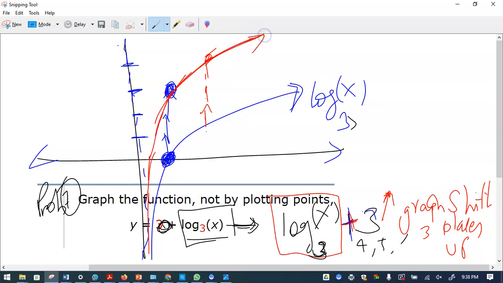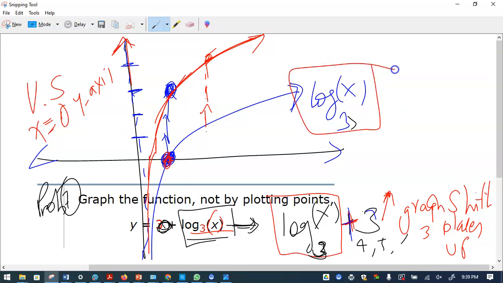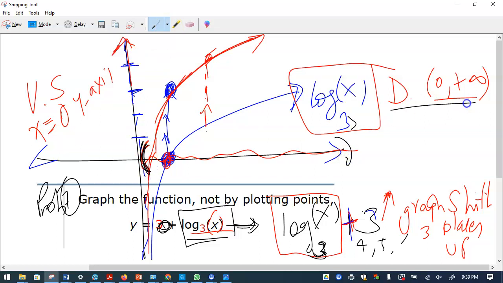That's all it is. The vertical asymptote will stay the same for this part because there is just an x. So the vertical asymptote will be x equals 0, which is the y-axis. The equation of the y-axis is x equals 0. And then also the domain. The original function's domain is 0 to plus infinity, and that also stays, because it is not shifting to the left or the right. So the domain stays the same.